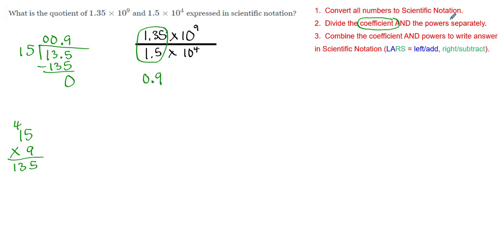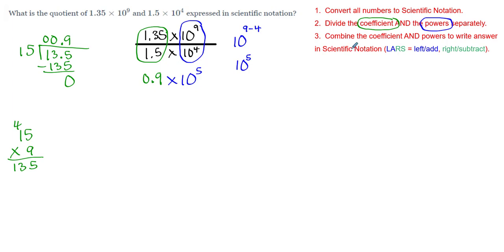Now I'm going to switch over to blue, and again we're going to deal with the powers over here. So when we have 10 to the power of 9 divided by 10 to the power of 4, remember, when we have the same base, we just subtract the exponents. So really it's 10 to the power of 9 minus 4. And that's going to simplify as 10 to the power of 5. So I'm just going to add the times 10 to the power of 5.